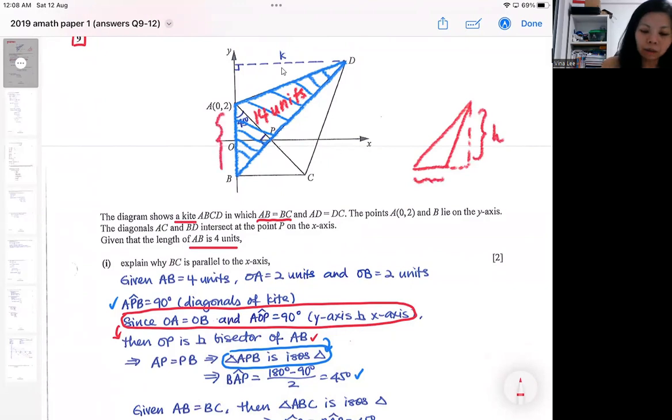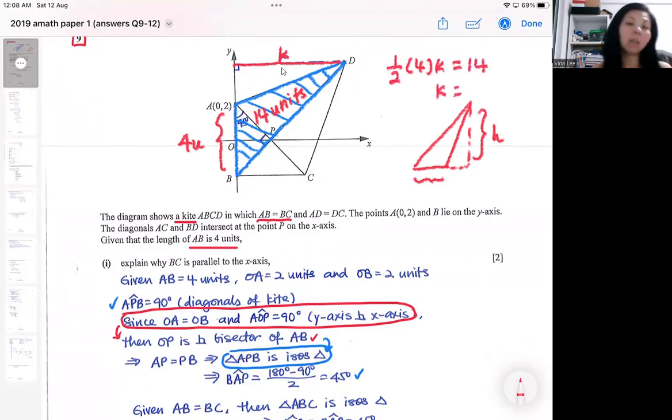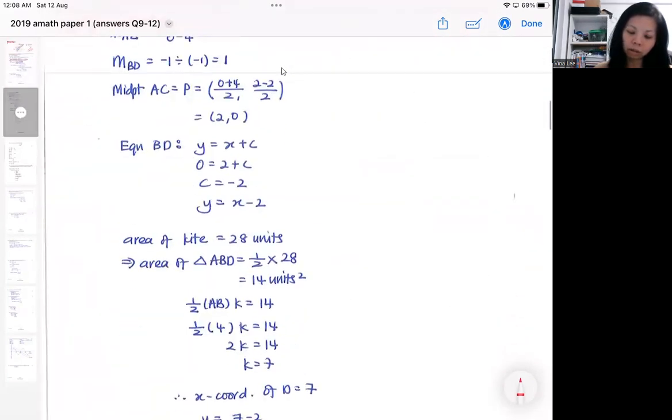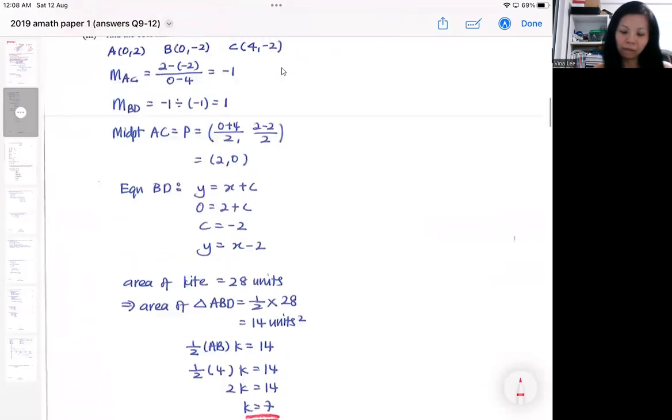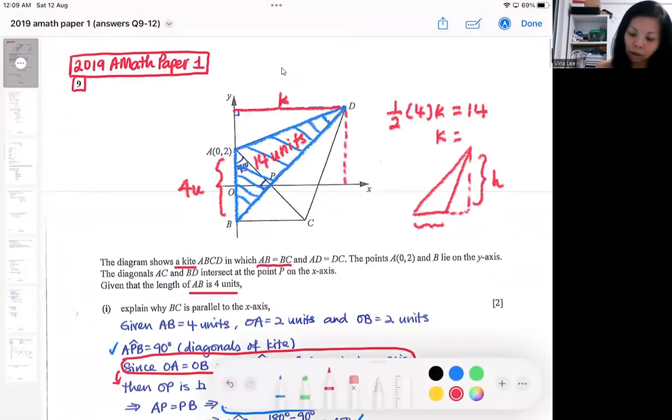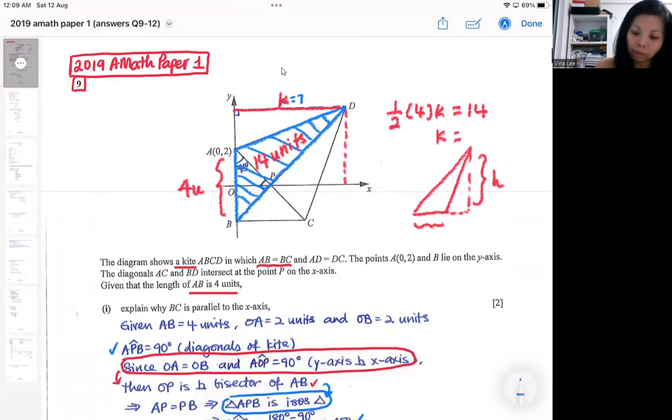So the base here is 4 units, and then this is my height. To me, it's half times base times height, and that will give me 14. I can actually calculate the horizontal length of K. So I calculated the horizontal length of K, and it should be 7. So if I can calculate K to be 7, that means the coordinate will be 7 something. So that is my idea.